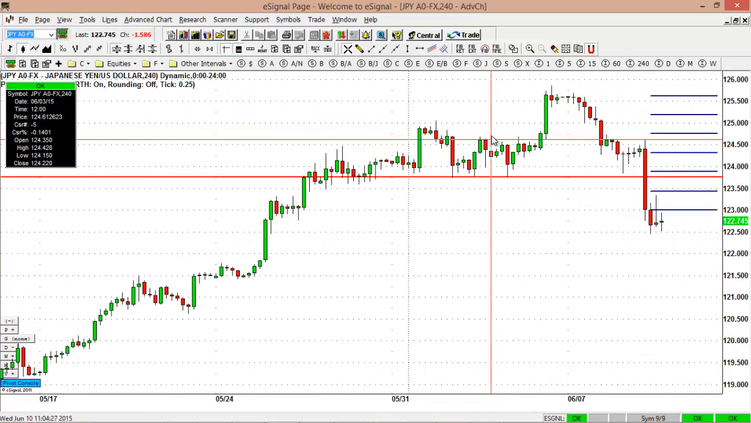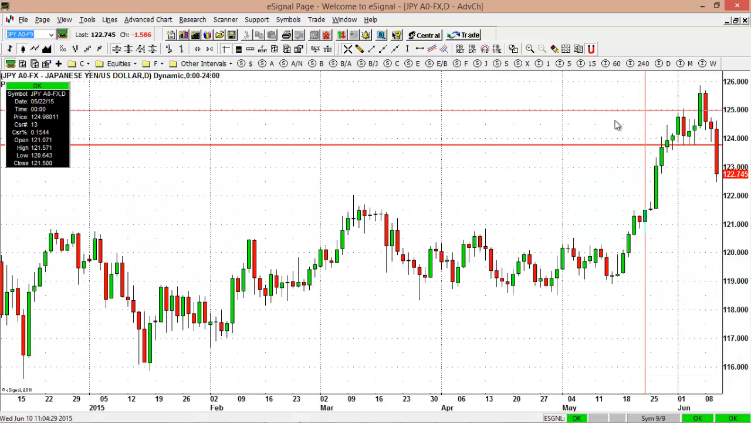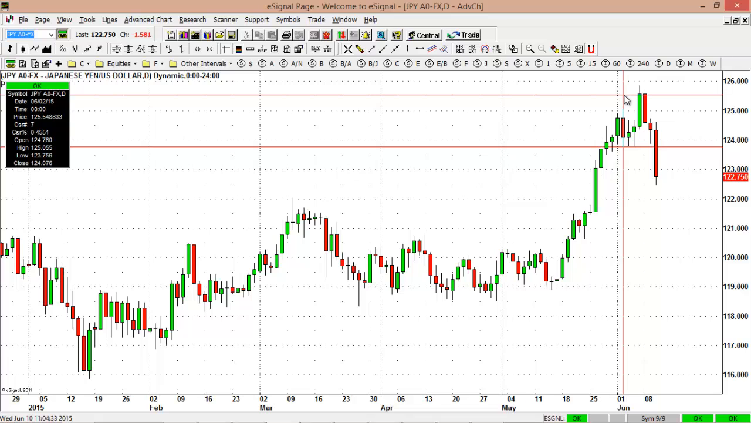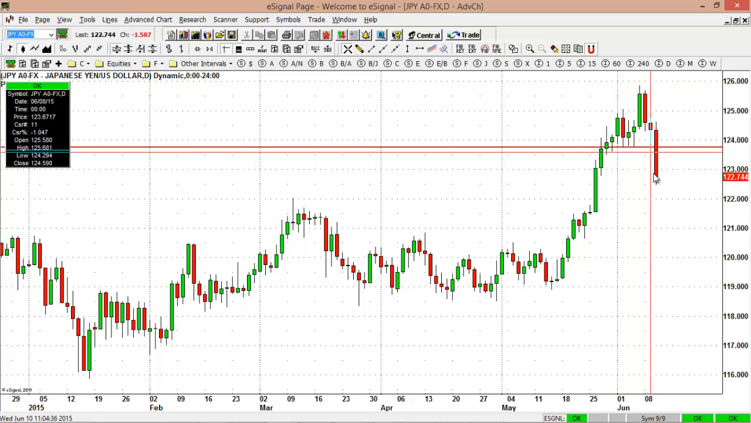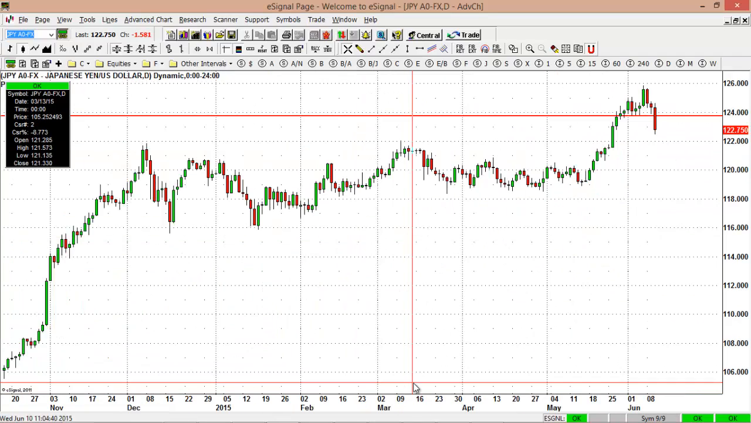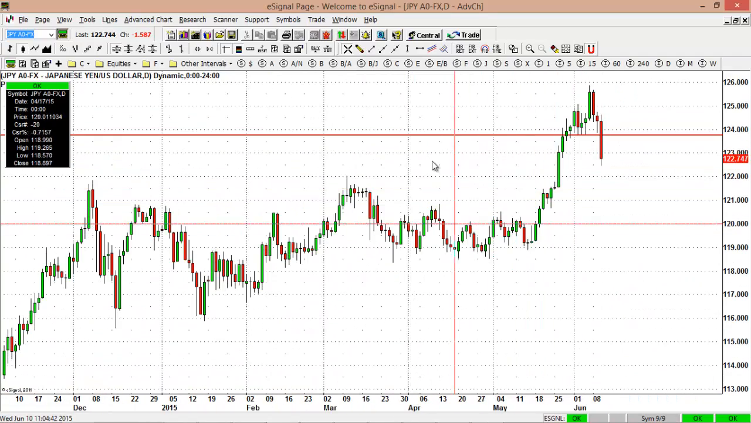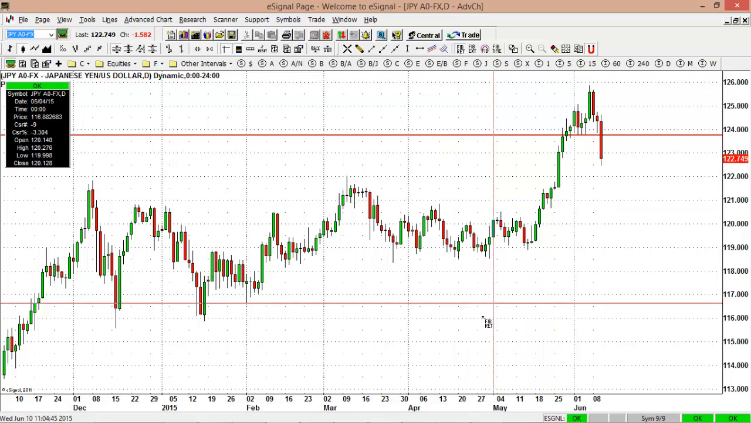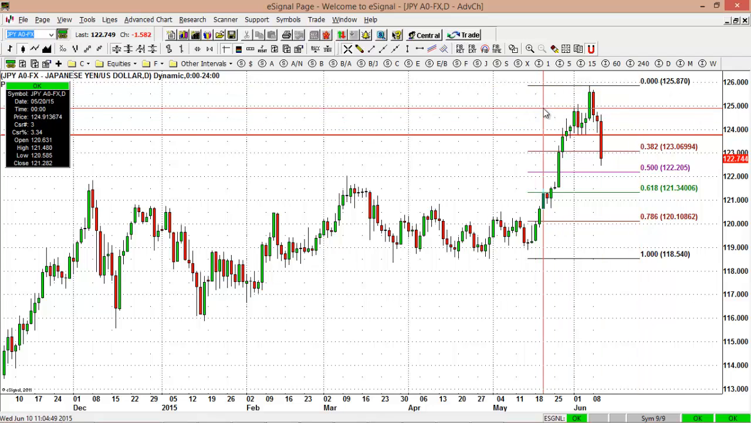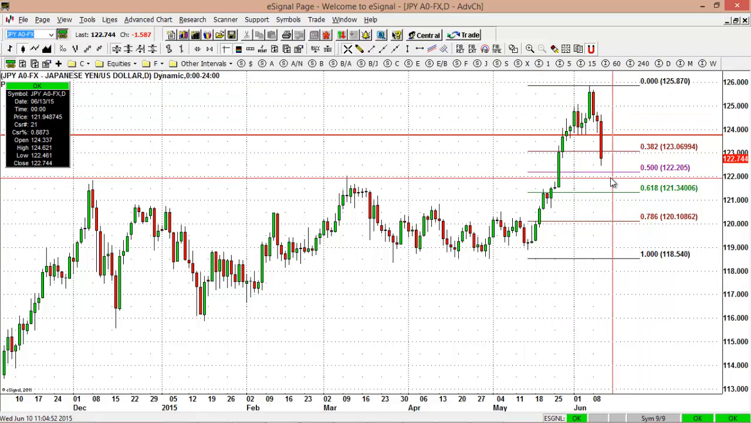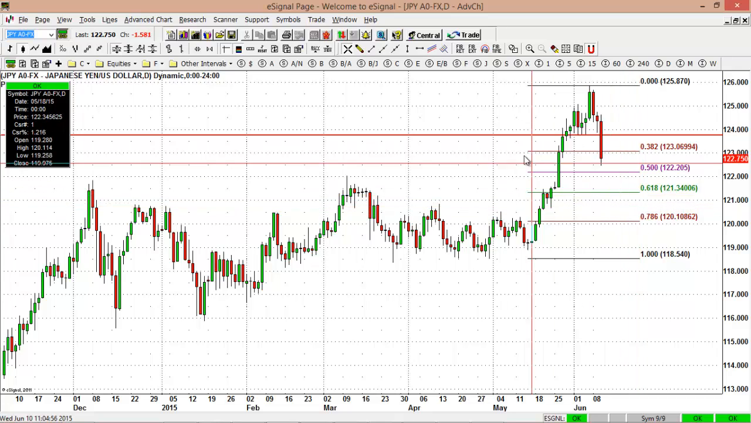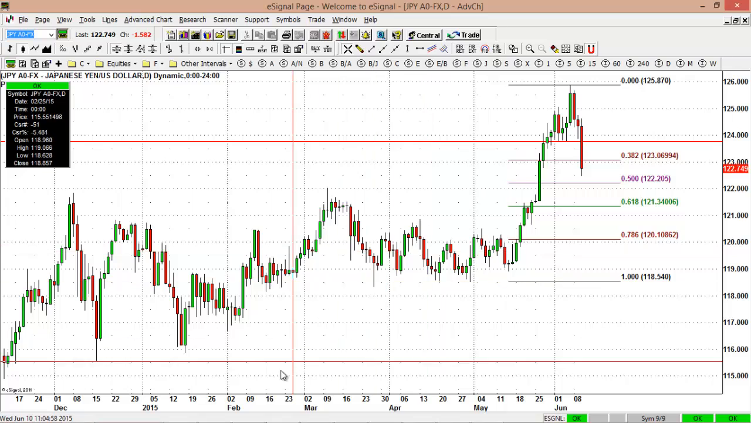And if you look on the chart here, that's exactly what happened. The market closed below 124. It's really 123.50 was the exact level. The market closed below the 123.50 level and is pulling back slightly. Expect support when we have the Fibonacci retracement. We could see support coming at 122.20 and 121.34 in the Japanese yen. So look out for that.